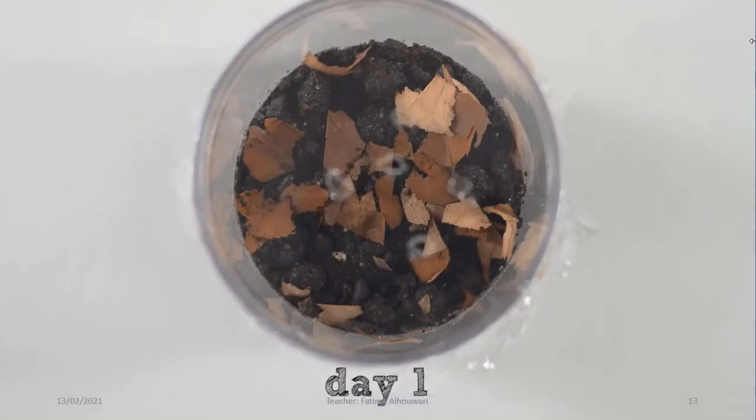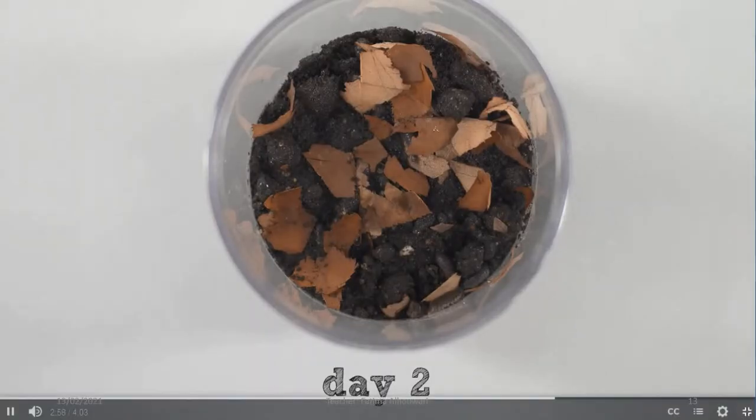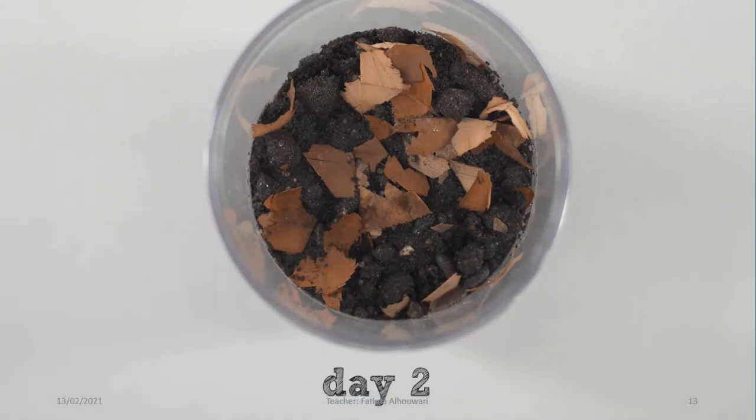Observe the ways the pill bugs interact with their habitat: how they are moving, how they are eating, how they are interacting with each other. Record your observations for day 1. On the next day, observe your bugs' habitat. What do you notice? Has anything changed since the last time you logged? Record your data in the chart.